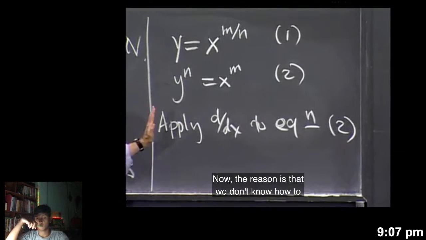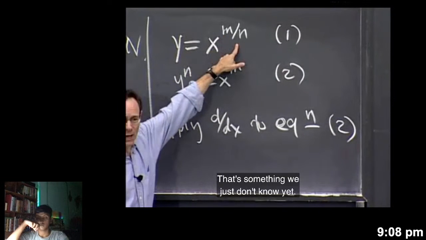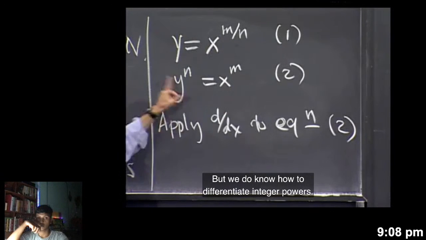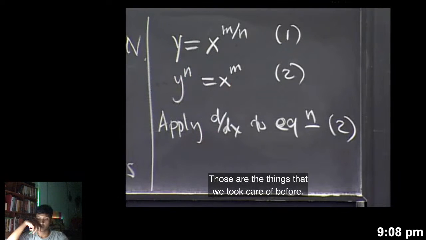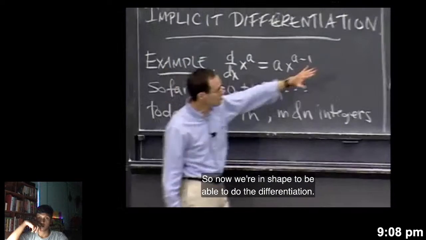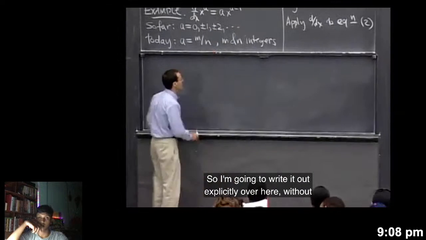Now, the reason is that we don't know how to differentiate x to the m over n. That's something we just don't know yet. But we do know how to differentiate integer powers. Those are the things that we took care of before. So now we're in shape to be able to do the differentiation. So I'm going to write it out explicitly over here without carrying it out just yet.